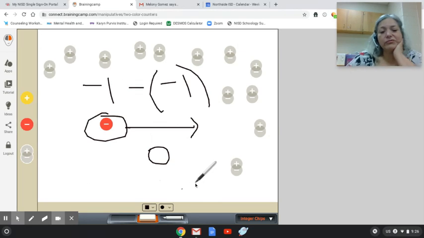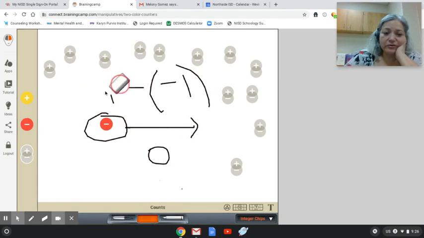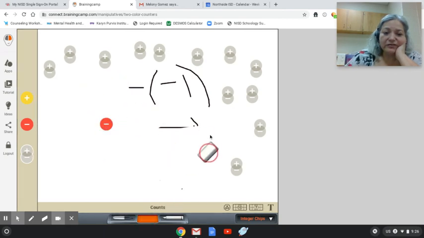So go ahead and try it out. Remember, you always have Braining Camp to help you. So make sure that you create your sea of zeros as you're working along your assignment.